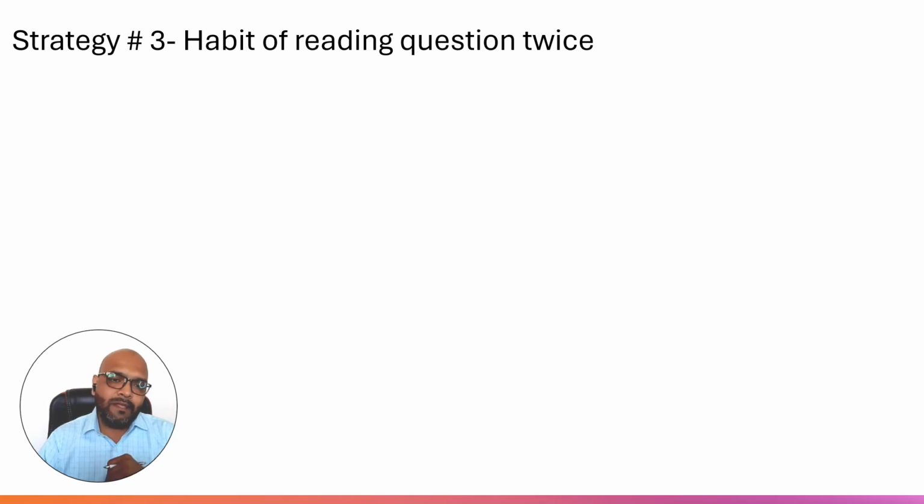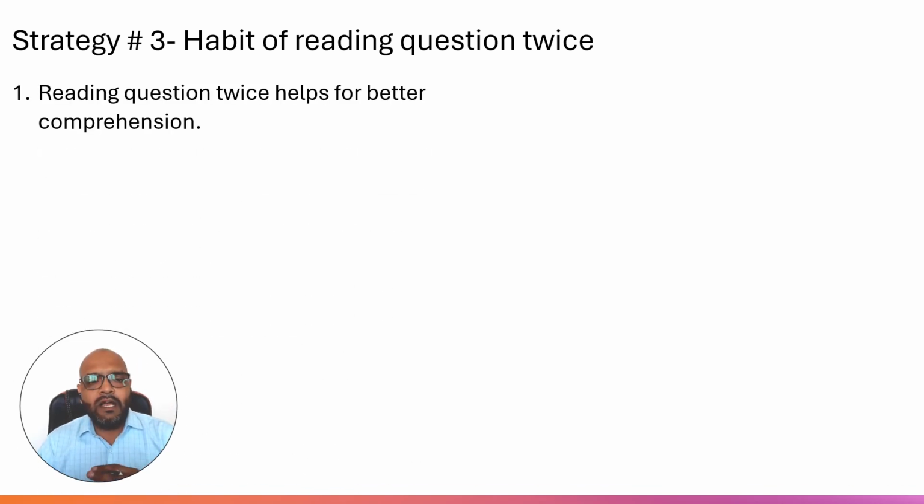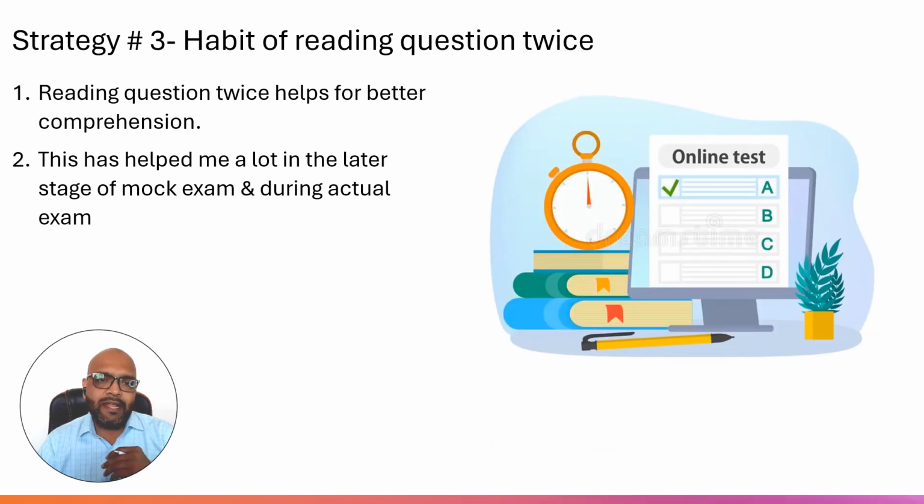Strategy number three, the habit of reading the question twice. I took 6 to 7 mock tests and I realized that when we read the question, we tend to arrive at the answer or conclusion very quickly. But this approach sometimes leads to choosing a wrong answer. So I decided to read the question at least twice or glance through, even though I am very sure. And this strategy has helped me a lot to improve my scores in the later stage of mock exams and on the day of the exam.